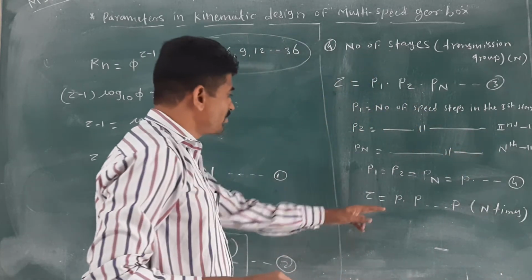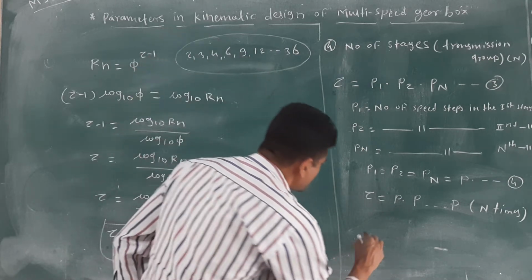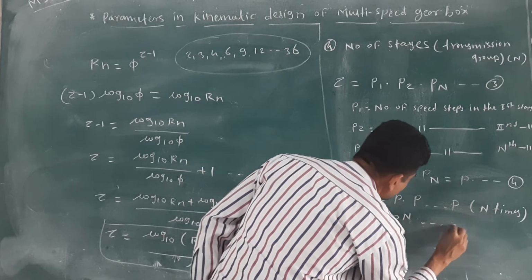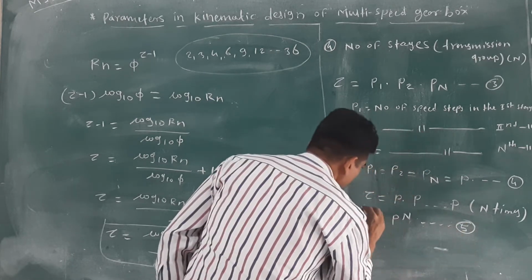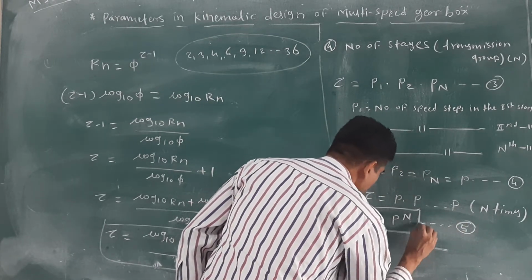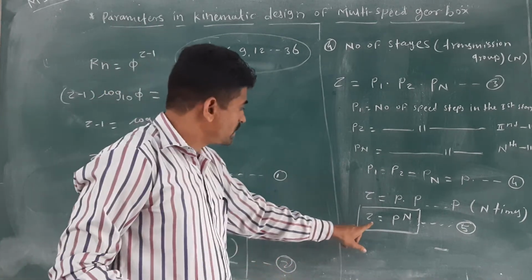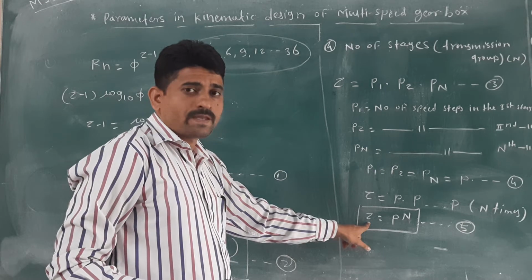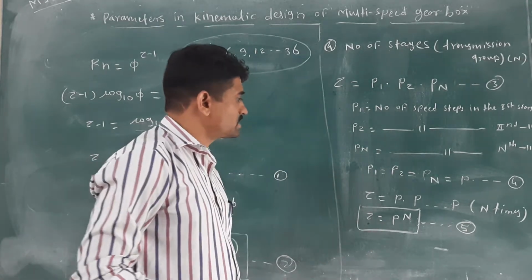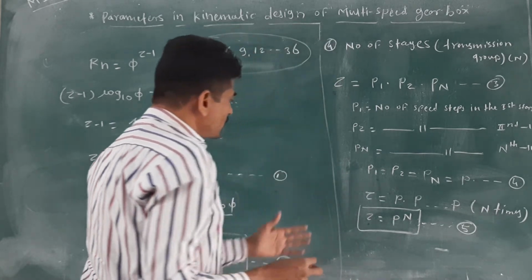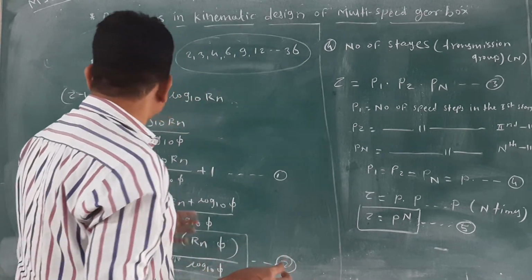Then we can simplify this equation: Z is equal to P raised to n. This is equation number 5. Right, this is a very important equation. You should remember it, because when you calculate the number of stages, we require this equation. Z is equal to P raised to n, equation number 5.